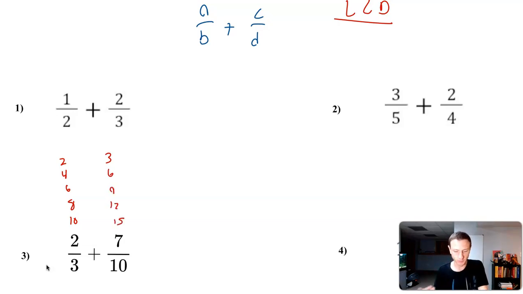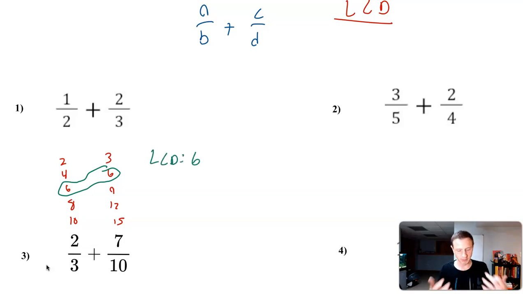What you notice here is we're looking for the smallest value that they both have in common. What do they both have in common that's the same? That's 6 right here. So the smallest value that they both go into is 6. That means my least common denominator is going to be 6.